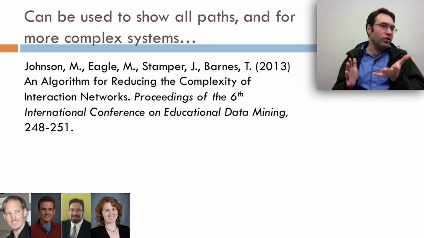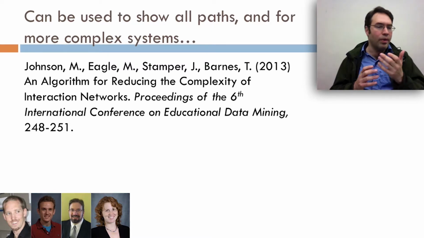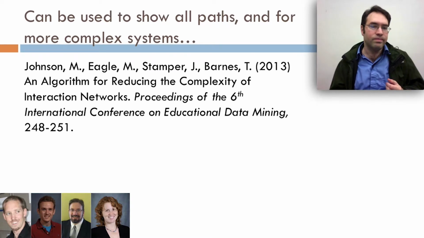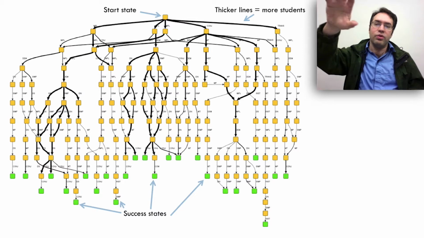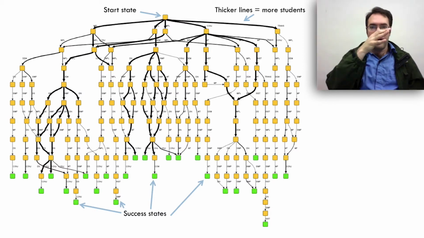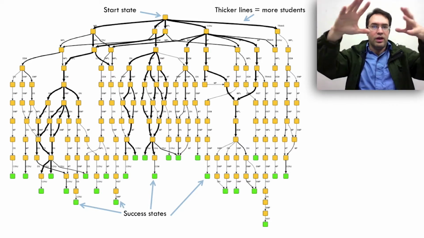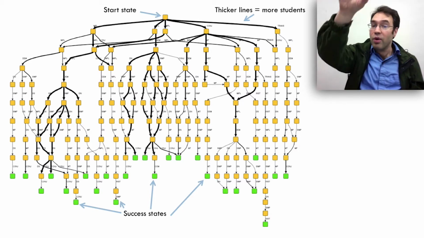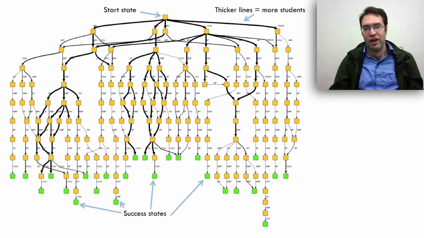Beyond just showing a single student, these diagrams can be used to show all the paths through the system, and they can be used for more complex systems, as has been seen in some of the work by Matt Johnson, Matthew Eagle, John Stamper, and Tiffany Barnes. In this case, this is the entire student path through a logic simulation, a logic tutoring system. You can see the start state up at the top, and thicker lines mean more students went down this way. At the very bottom there are these green boxes that represent success states. So you'll see that there's a whole lot of ways to get to a success state in this simulation, and students take some paths much more than they take others.